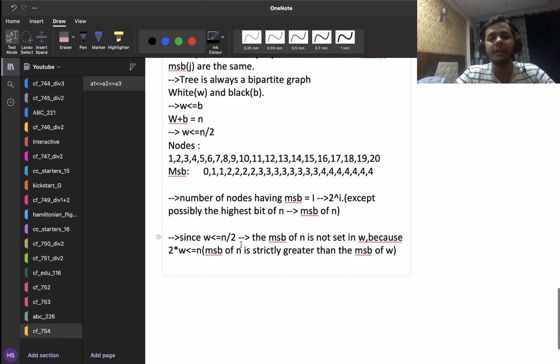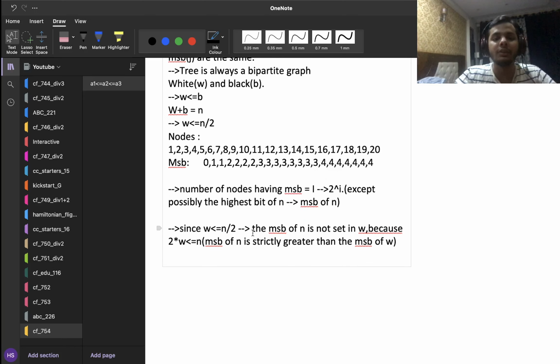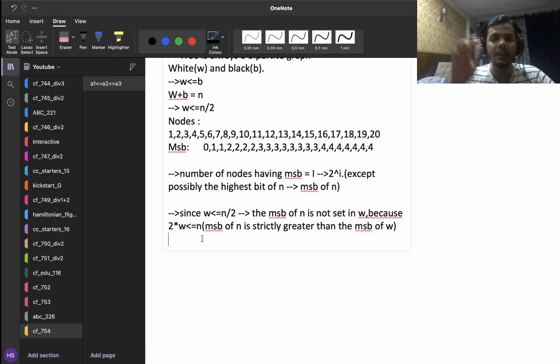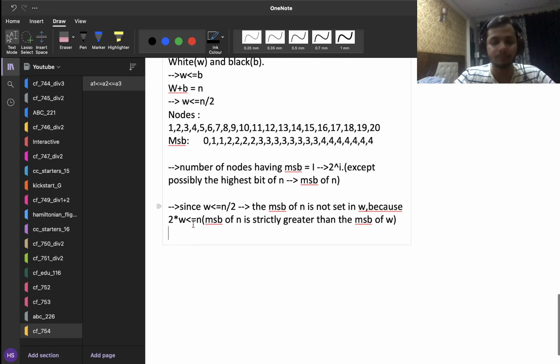Now this obviously requires a little bit of knowledge of the binary representation of numbers to make this particular observation. So if you are not able to understand why the MSB of n is not equal to the MSB of W, you have to learn a little bit more about binary numbers and how they work. But I will assume that you can understand why the MSB of n and W would be different, and that the MSB of n would be strictly greater, because twice of W is less than or equal to n. So there obviously has to be a difference in the MSBs.